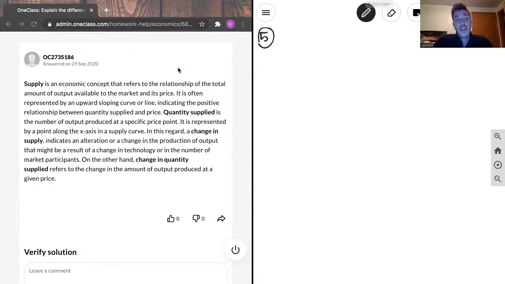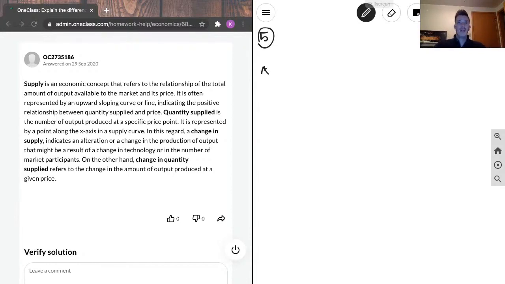In this regard, a change in supply indicates an alteration or a change in the production of output that might be a result of a change in technology or in the number of market participants. On the other hand, change in quantity supplied refers to the change in the amount of output produced at a given price.